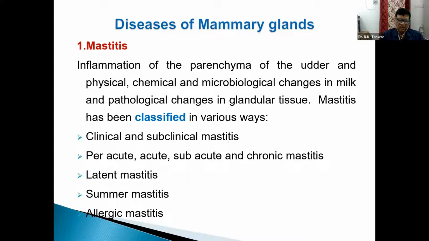Then in some books there are peracute, acute, subacute, and chronic mastitis. Latent mastitis means the infection is there but no clinical sign. Summer mastitis has also been reported, and allergic mastitis as well. Summer mastitis, as per season, occurs in summertime during the dry period. Some cases of allergic mastitis respond to antihistamine or steroid, so they have been given the name allergic mastitis.